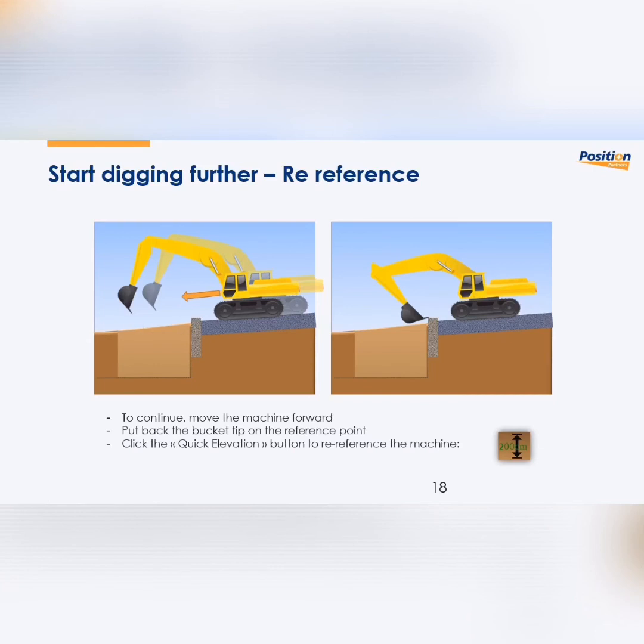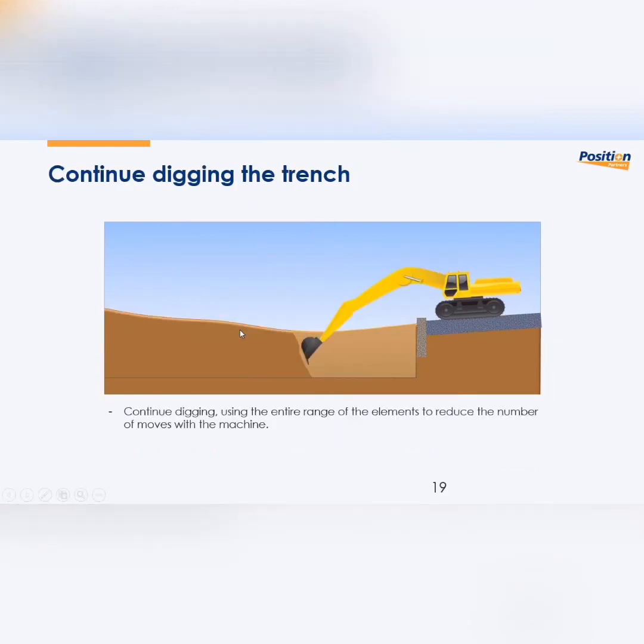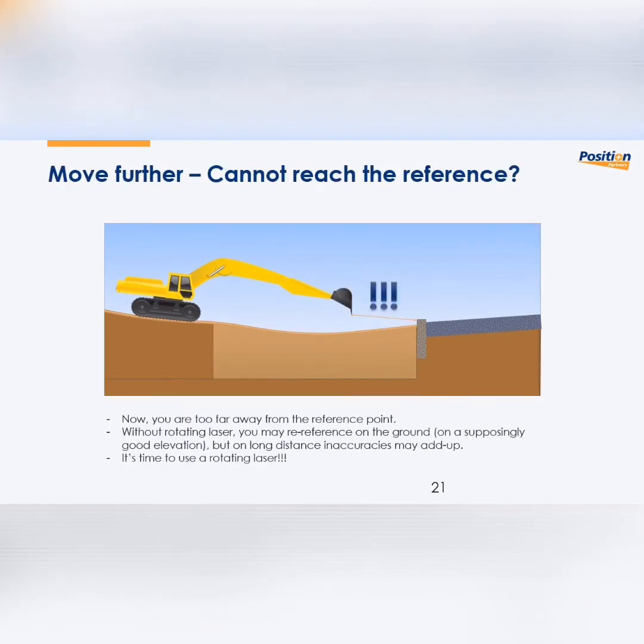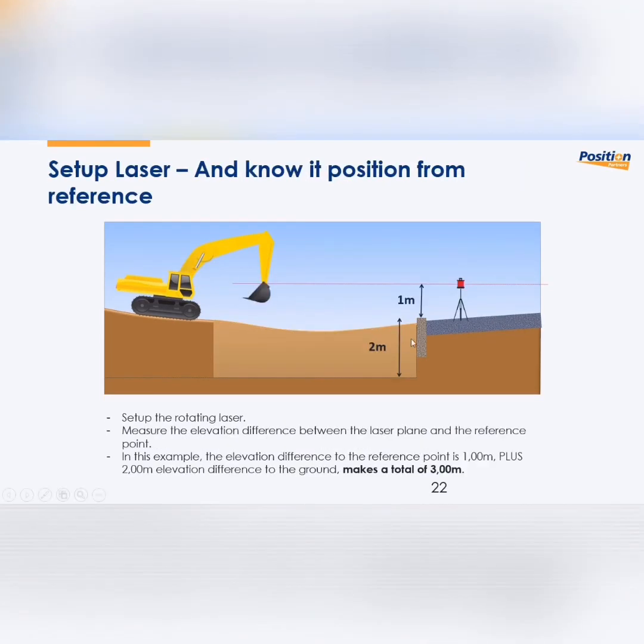We can't do 20 meters one time, so we move further forward, and once we move the track, we need to re-reference or re-bench to the reference point. Then we can continue digging until we can't reach anymore. Maybe we need to move the track further, and then re-bench again. And then one time you find that you can't reach the point anymore, or maybe you are tired of benching. This benching is actually already fast, but you want something faster, so install a laser.